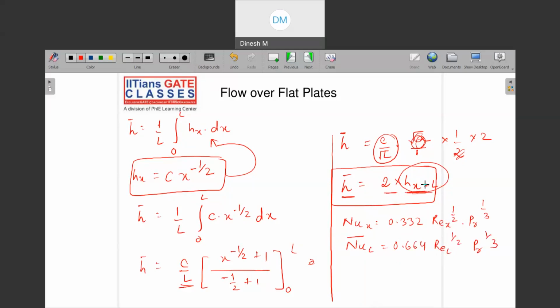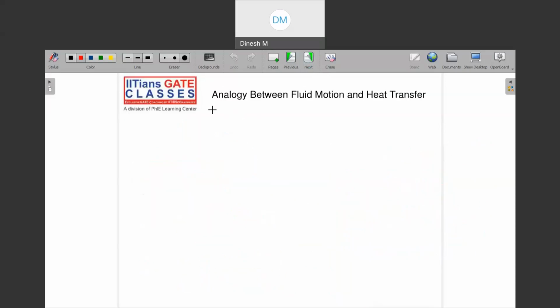Now let us move to the analogy between momentum transfer and heat transfer. Is there any analogy between momentum transfer and heat transfer? Let us try to understand whether, just by knowing any one, you can try to find out the other one also. So this is my logic.